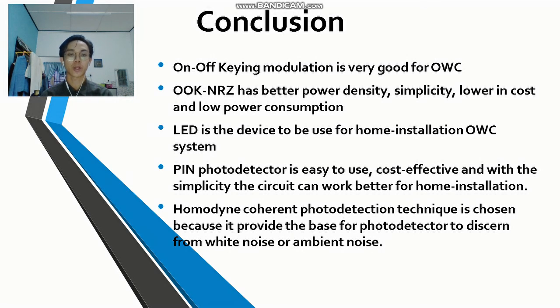Next is the photodetector. The photodetector that is chosen is PIN, because it's easy to use and cost effective, and with the simplicity the circuit can work better for home installation. The photodetection technique is chosen because it provides the base for the photodetector to discern or differentiate white noise or ambient noise from the transmitted optical radiation.